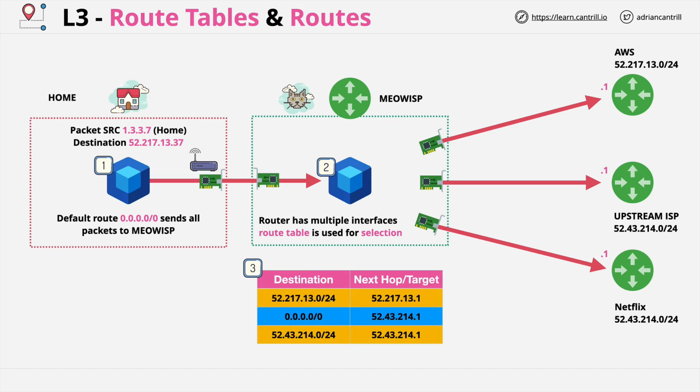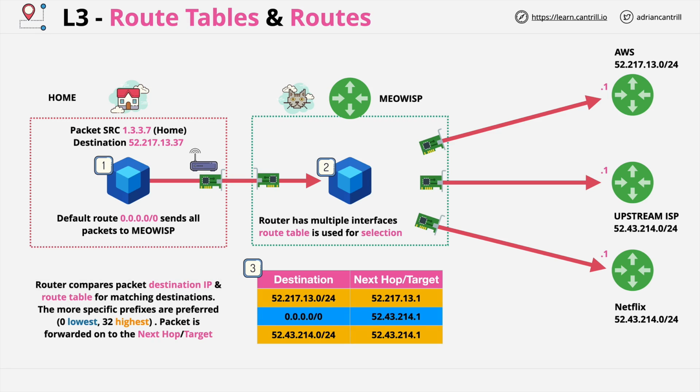A route table is a collection of routes. Each row in this table is an example route. It will have a destination field and it will have a next hop or a target field. What happens is that every packet which arrives at this router, the router will check the packet's destination. What IP address is this packet destined for? And in this example, it's 52.217.13.37. Now at this point, the router will look for any routes in the route table which match the destination IP address of this packet.